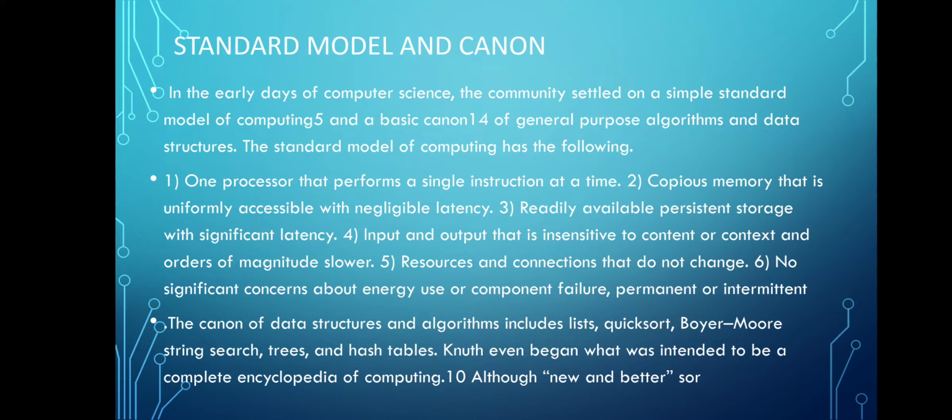The canon of data structures and algorithms includes lists, quicksort, Boyer-Moore string search, trees and hash tables. Knuth even began what was intended to be a complete encyclopedia of computing, although new and better ones have appeared.